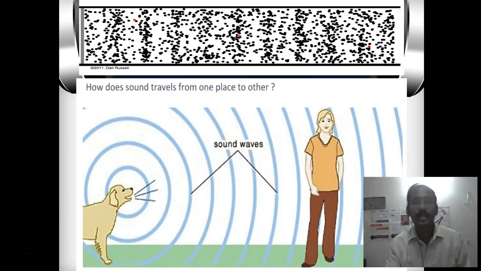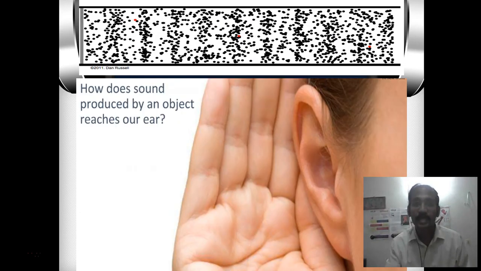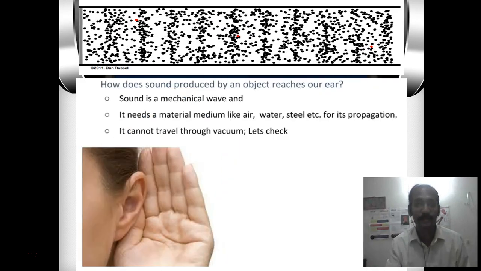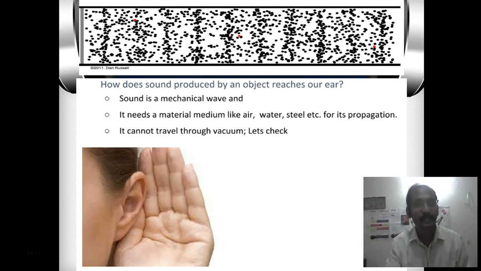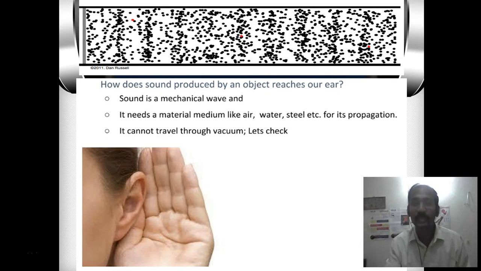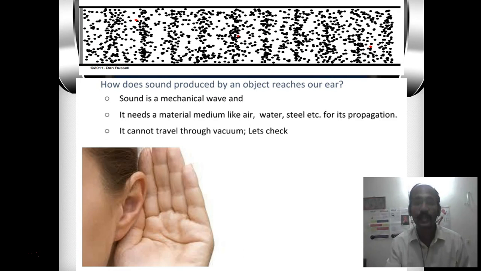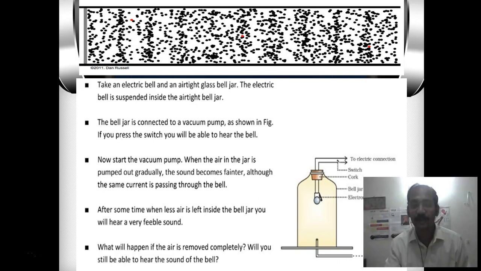Next, how does sound travel from one place to another place? How does sound produced by an object reach our ear? Sound is a mechanical wave. It needs a material medium like air, water, or steel, etc. for its propagation. It cannot travel through vacuum. Let's see the bell jar experiment.